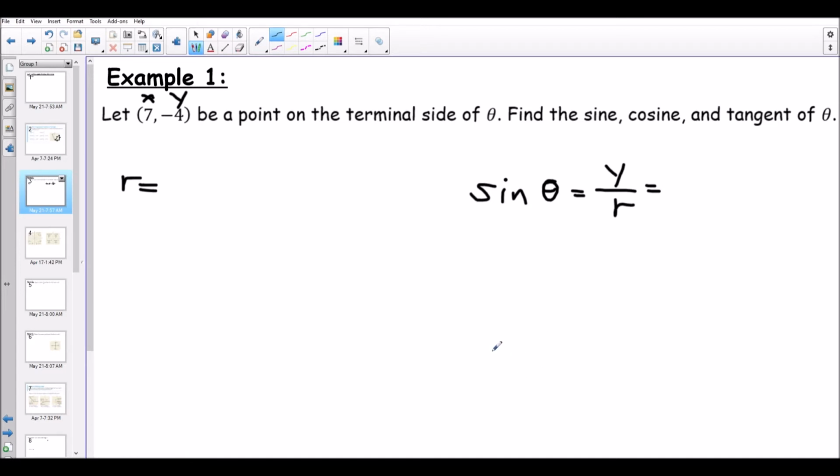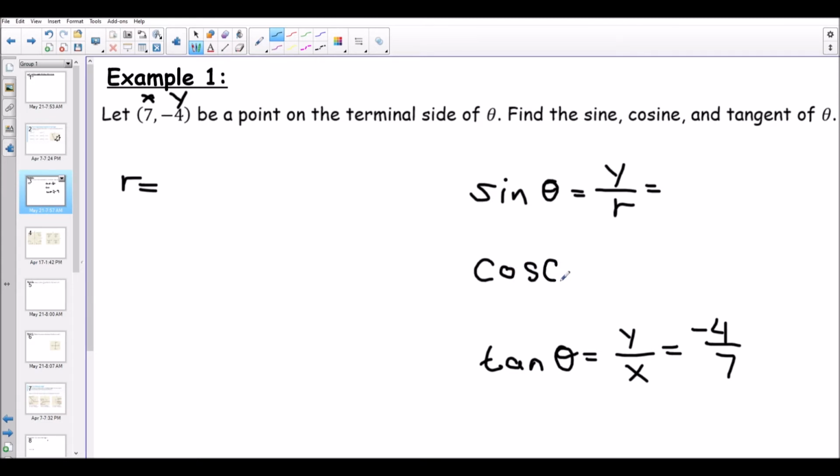Although really we can jump right to tangent at the very beginning of this problem because we don't need the radius to find the tangent. The tangent's just y over x, and we have our y and we have our x. Our y is -4 and our x is 7. So there, we'll take care of that first because that's already done. Tangent of our angle in this case is -4/7.